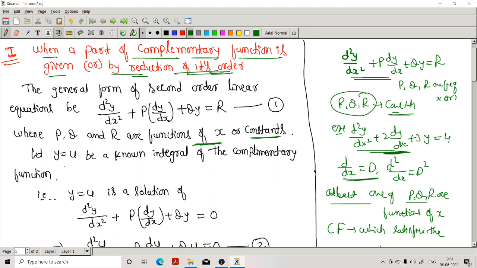So let y is equal to u be a known integral of the complementary function, because this method holds only when you know a part of the complementary function. Otherwise, we have many other methods to solve a second order linear differential equation, like variation of parameters, or changing the independent variable, or changing the dependent variable. If you know a part of the complementary function, then only you use this method.